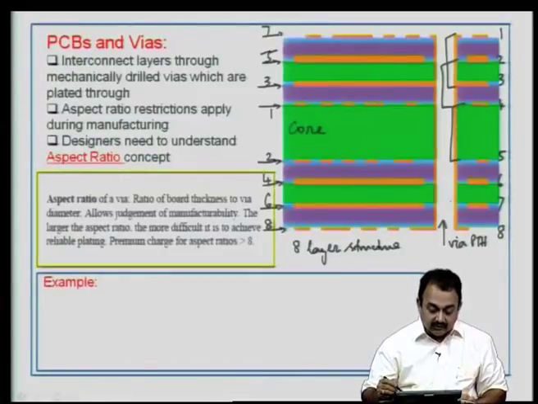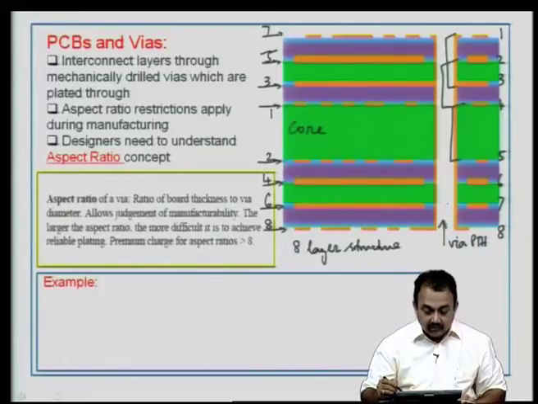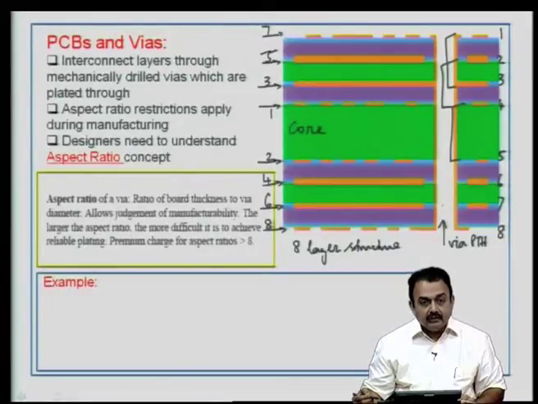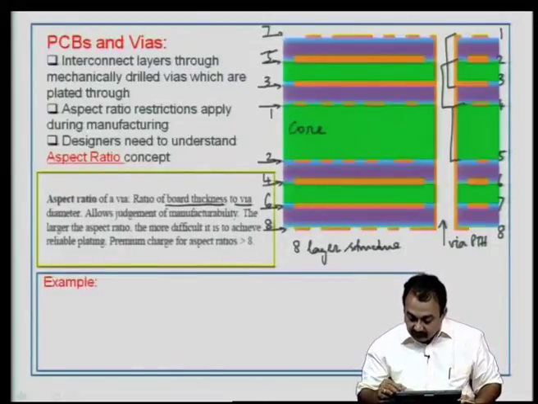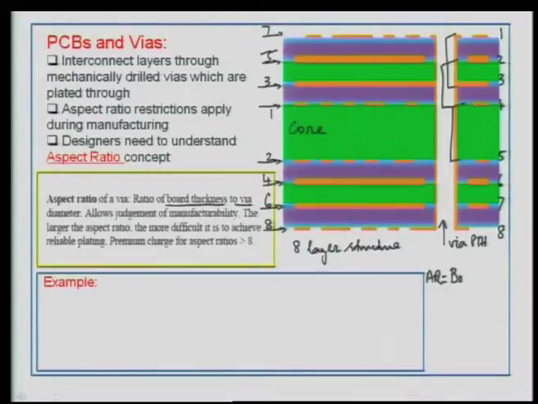Aspect ratio restrictions apply during manufacturing, and designers need to understand the aspect ratio concept. So, with this background, what is an aspect ratio? It is the ratio of the board thickness to the via diameter. So, aspect ratio is equal to the board thickness by minimum via diameter on the board.